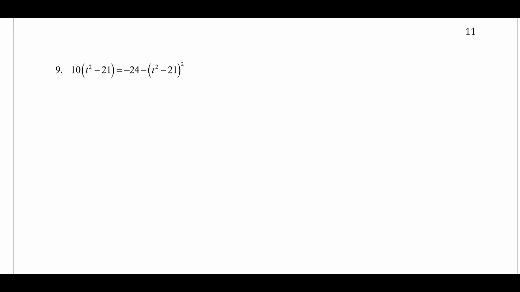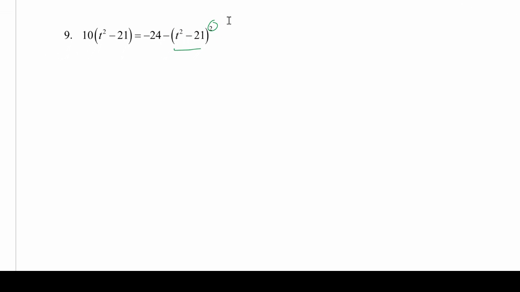Continuing our work with quadratic equations in quadratic form, we have this problem in which we can see that we have a quadratic here, a square term here on this binomial, and that the binomial is repeated here as well. So we're going to use our u substitution method here, and we're going to let u represent the binomial t squared minus 21, and then u squared would of course be that binomial t squared minus 21 squared, which is exactly what we have represented in the original problem.